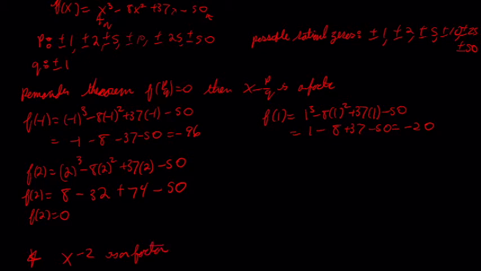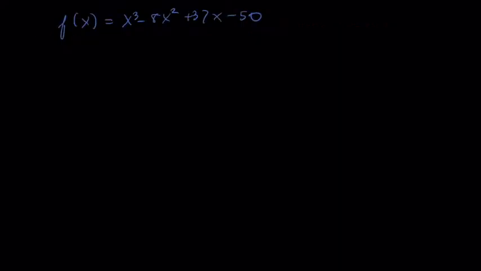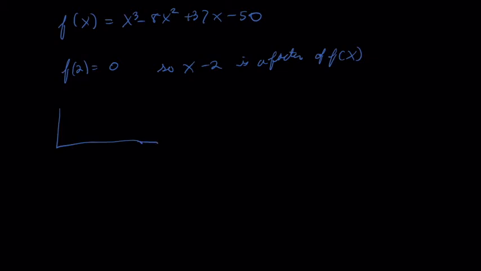So what do I find out? How do I find out what my remaining degree 2 polynomial is when I pull out an x minus 2 factor? And that's going to be to use synthetic division. So I just found that f of 2 equals 0. So x minus 2 is a factor of f of x. I need to use synthetic division to determine my remaining degree 2 polynomial. So I have 2, and then I put in my coefficients, so x cubed is 1, minus 8x squared plus 37x minus 50. Pull this 1 down.